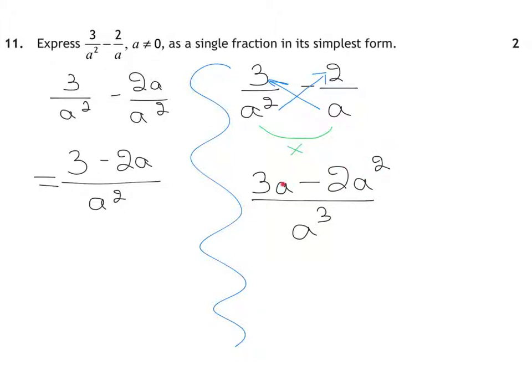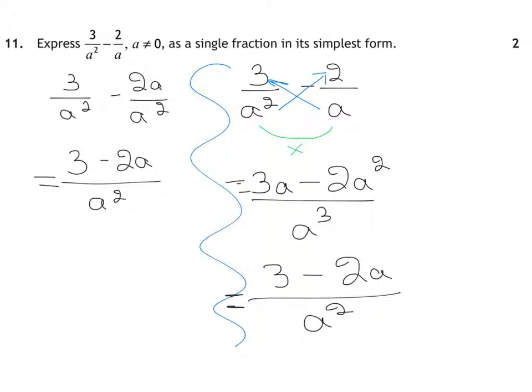We're not done. We have got an a there, a squared there, a cubed there. We can divide every term by a. In other words, we are going to simplify it. So 3a divided by a is 3, 2a squared divided by a is 2a, and a cubed divided by a is a squared. So same final answer, 3 minus 2a over a squared. Just a wee bitty more work going in there with simplifying at the end.